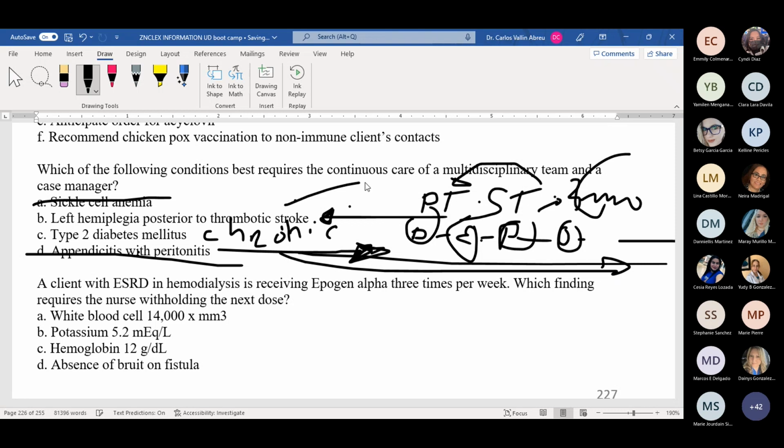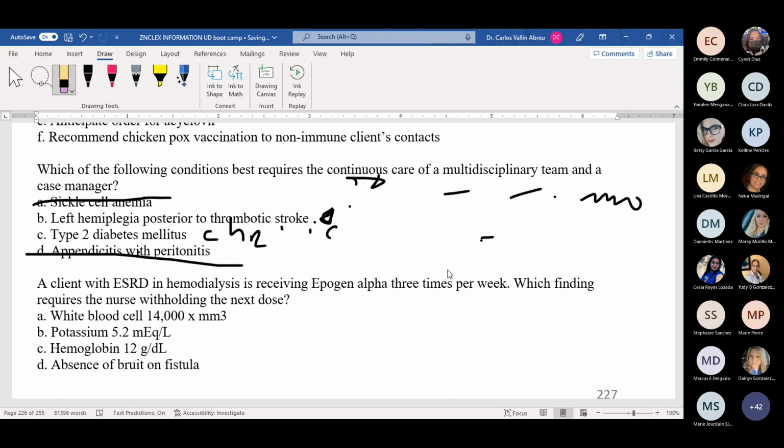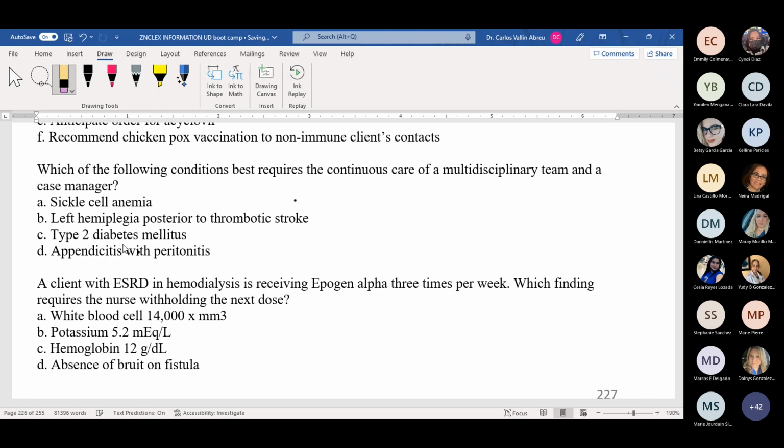The stroke, after having the stroke and going to rehab for 2-3 months, is going to be the same all the time. Nothing new is going to be added. The diabetic client, I think, is the client that fits perfectly in the scope of needing a case manager.